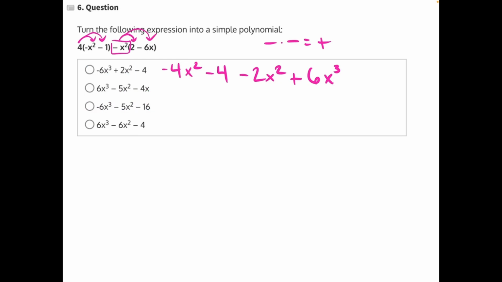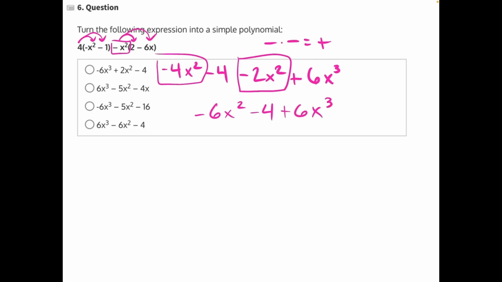At this point, we would need to combine as many like terms as we can see, which is just 2 of these x squared terms. So negative 4 plus negative 2 would give us negative 6x squared minus 4 plus 6x cubed. And then this is as simplified as it can get, so our last step is to put it in order of descending exponent value.